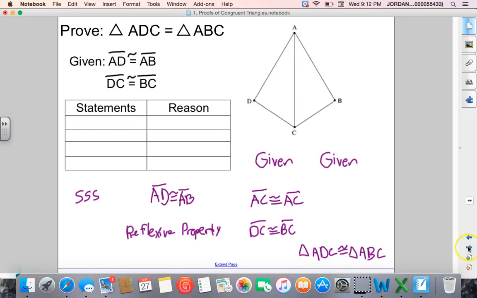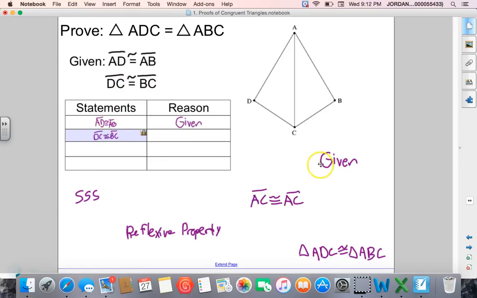All right, let's do another one. On this one, start with your givens. We're given AD is congruent to AB. So we're going to put that as our first statement, and we're going to say the reason is that it was given. DC is also congruent to BC. So we'll put that there, and we know that because it was given.